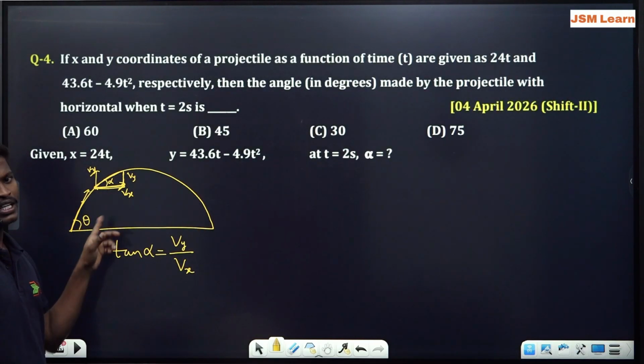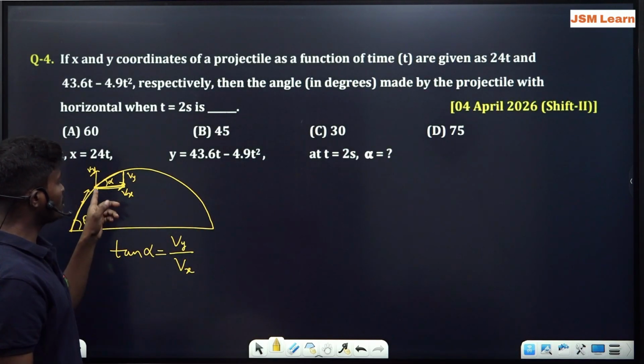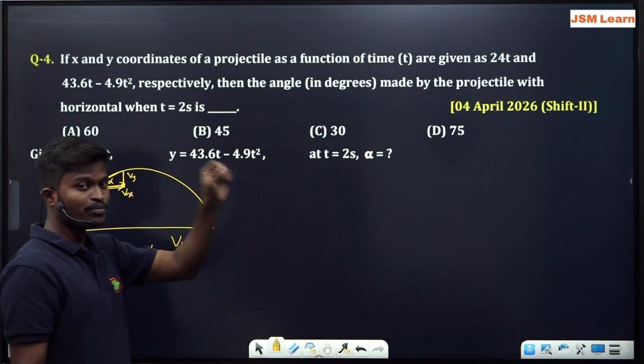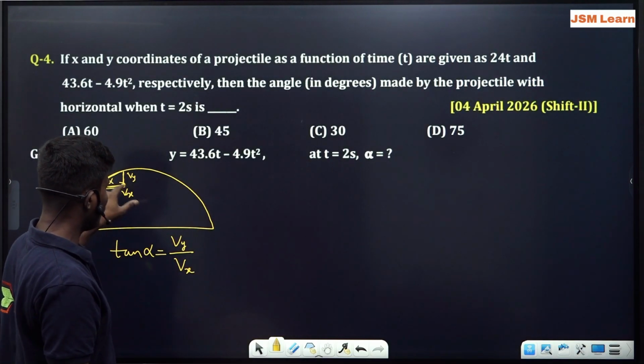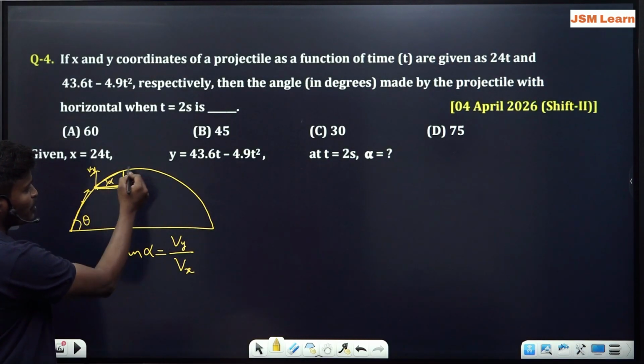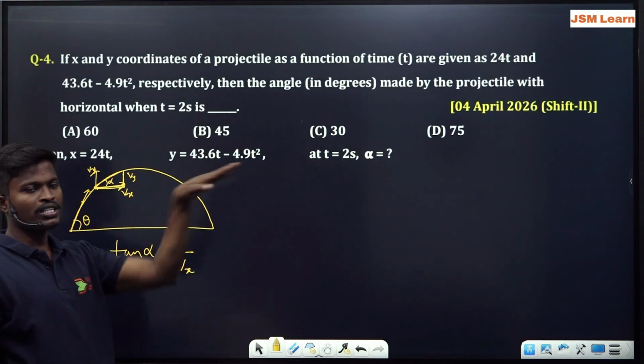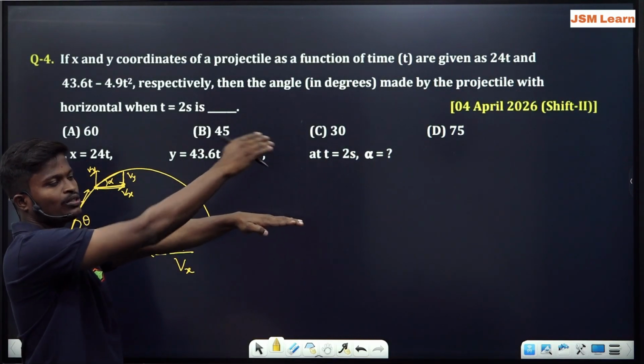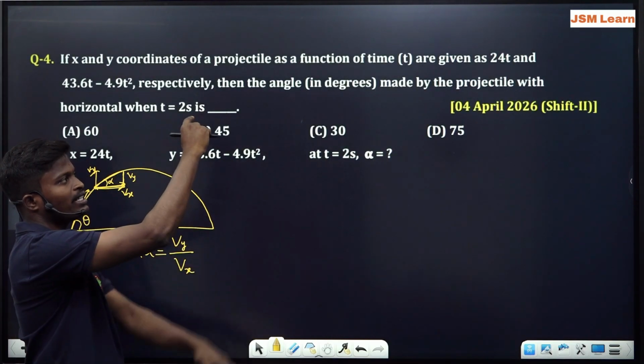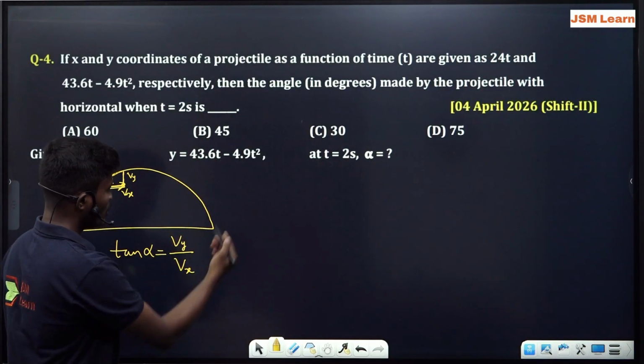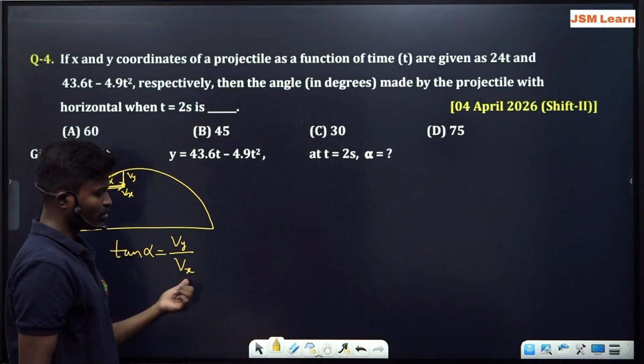Initially the body is projected with some angle. After 2 seconds it is reaching some point. At that point he is asking the angle made by this projectile with the horizontal. This is the horizontal direction and the projectile is going like this. After 2 seconds at this point, what is the angle he is asking. So for that, tan alpha is equal to Vy by Vx.